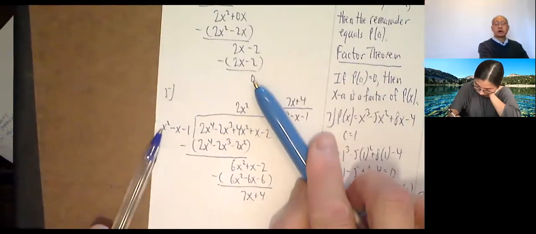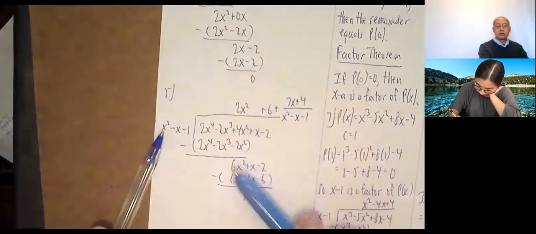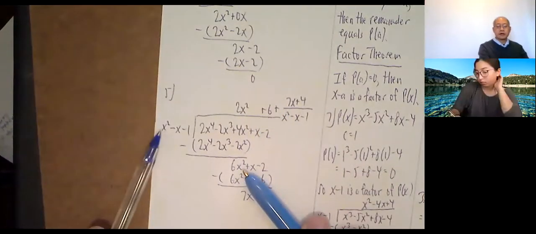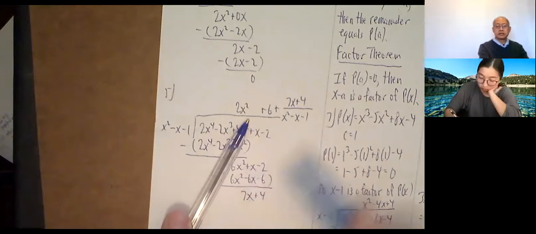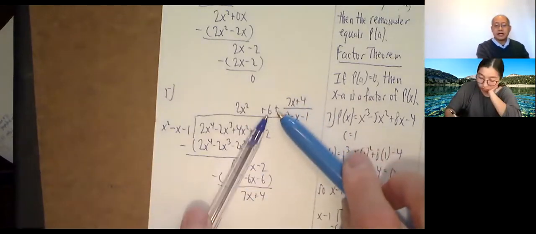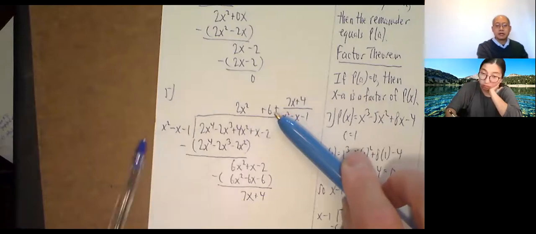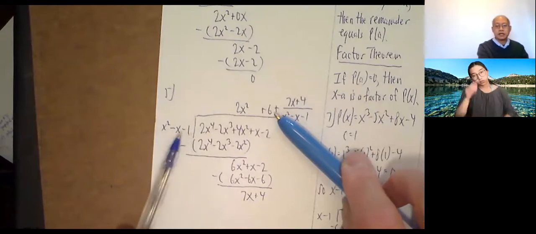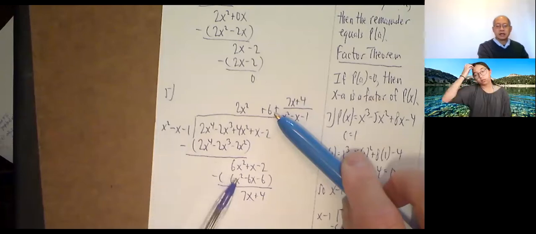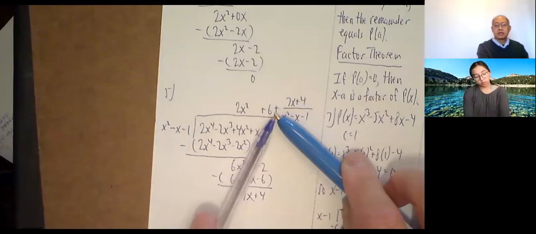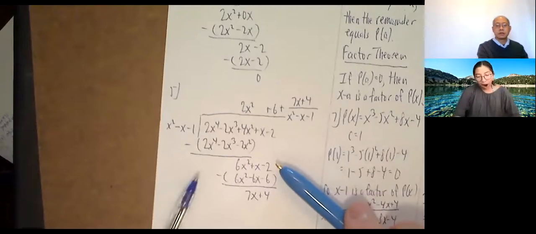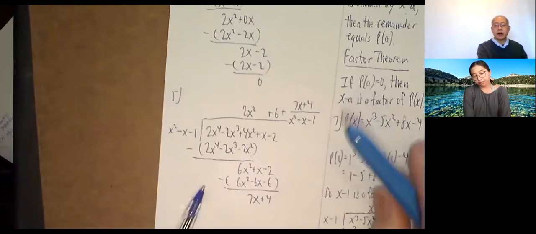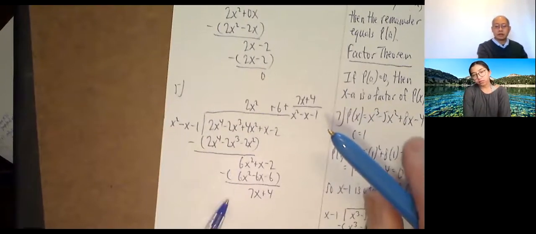Okay, so how do you go from here to here? 6x squared, multiplied by 6. So plus 6. Now you take 6 times this whole thing. 6 times x squared, 6x squared. 6 times negative x, negative 6x. 6 times -1, negative 6. Put my parentheses, subtract. So that's gone.